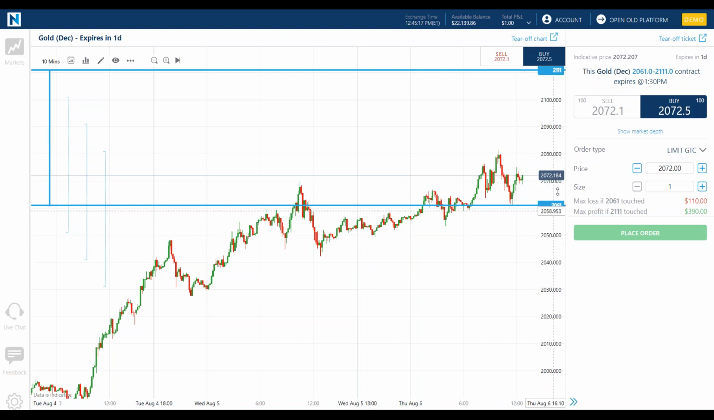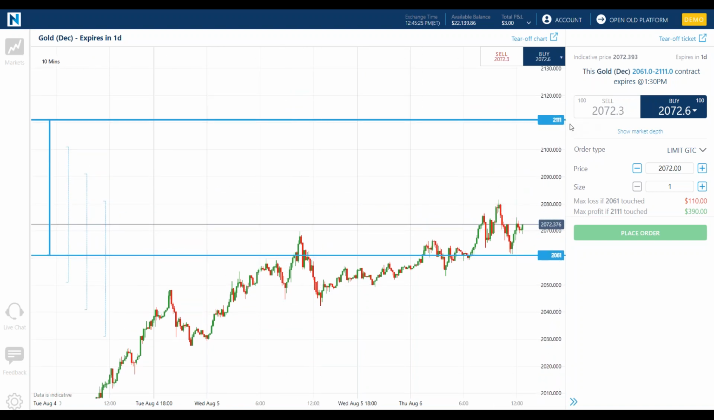Now, on the flip side, I'm anticipating, or my prediction is, gold's going to go higher. My upper boundary is 2111, and that's in the contract. I know that's the maximum I can make. If within one day gold trades all the way up to 2111 and touches 2111, I will get knocked out of the trade for my maximum potential profit. So here I bought it at 2072, and if it turns around and goes lower, I'm only risking $110. If it continues to go higher, I could potentially make $390.